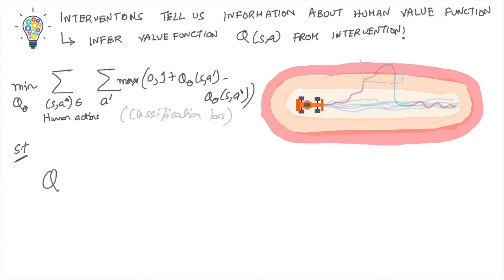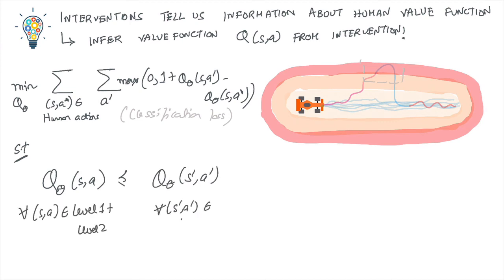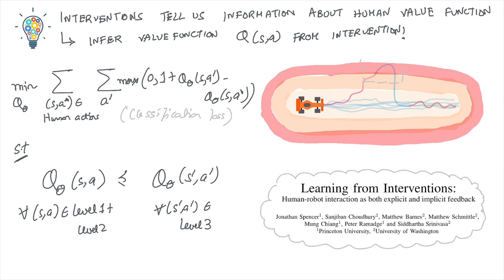Now we add a set of constraints, a set of inequality constraints that says the value of state actions belonging to level 1 plus level 2 are less than the value of state actions belonging to level 3. And that's it. This is also a linear constraint, so the entire problem is convex, so use your favorite convex optimization to solve this problem. And so we implemented this idea in this paper in RSS 2020 and deployed it on a real robot and showed that from very few interventions, you can learn to drive like a human driver.